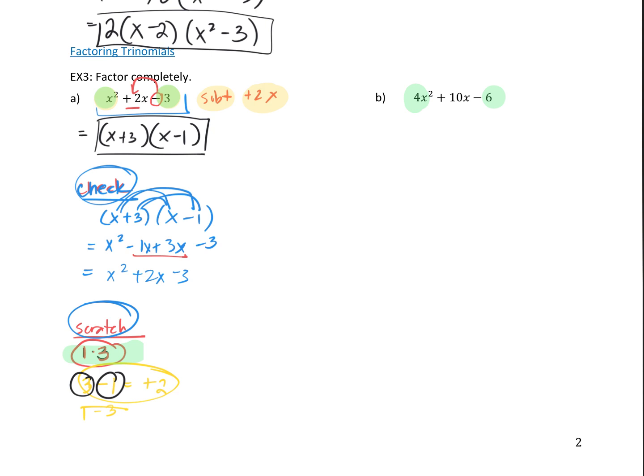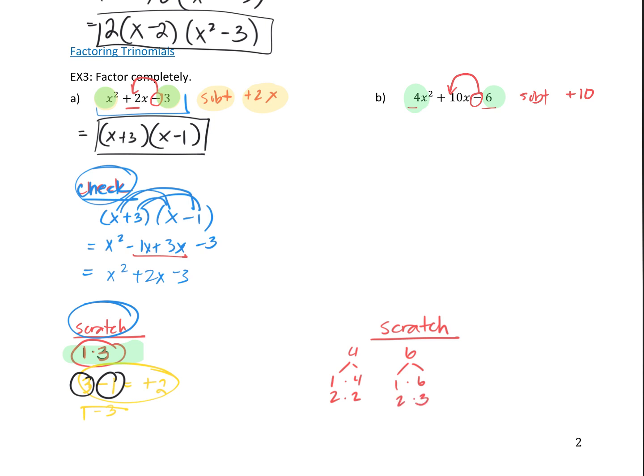Again, though, let's figure out what the question is for this trinomial. It's asking us, how can we subtract to get a positive 10? So once again, let's go ahead and work on scratch work. But this time we have to factor both the 4 and the 6. So factors of 4 are going to be 1 times 4 and 2 times 2. Factors of 6 are going to be 1 times 6 and 2 times 3.